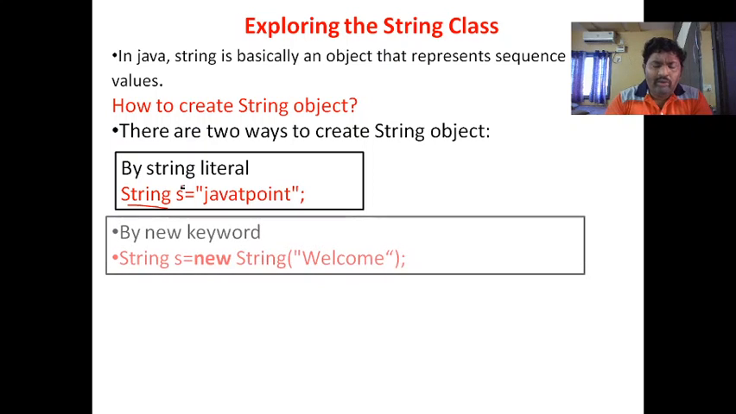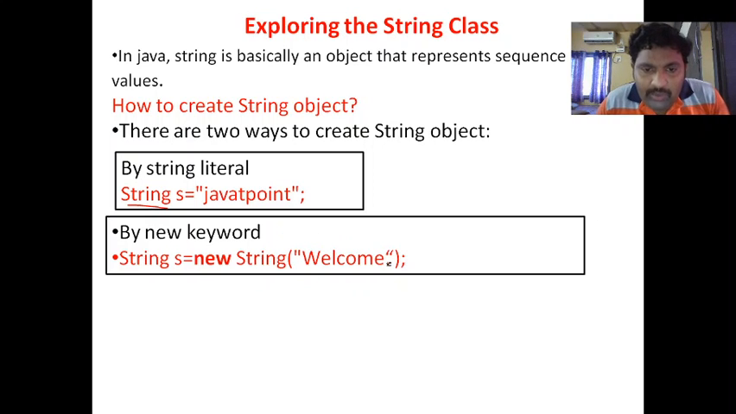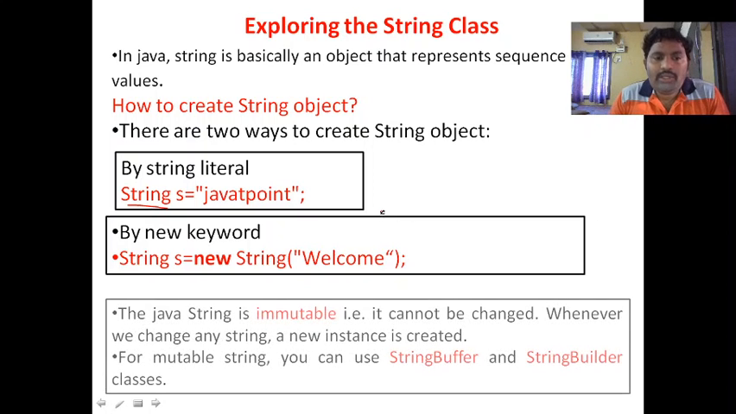Now this is one way, and a second way is also available. I already told you that String is a class and s is an object. That's why we can also use the new keyword. For that, we write String s is equal to new String("welcome"). Within the brackets, if you specify the particular word in double quotes, automatically the string is created.